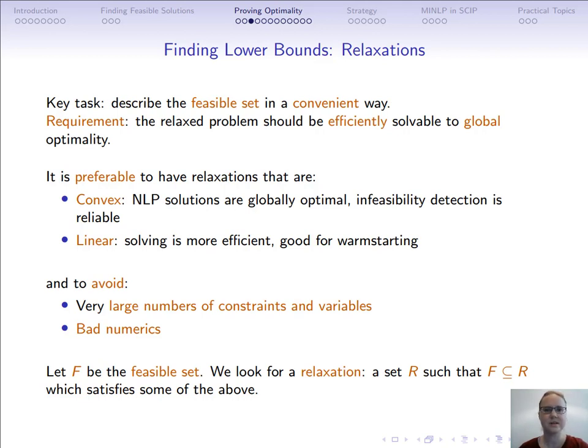And there are some things that have to be avoided, such as, for example, extremely large formulations containing too many variables and constraints, or bad numerics, such as, for example, something becoming non-differentiable, or some calculations becoming too unreliable because of the inconvenient formula involved. And finally, some notation. We will denote the feasible set by F and the relaxation by R, and again, the relaxation being a relaxation means that it must contain the feasible set.